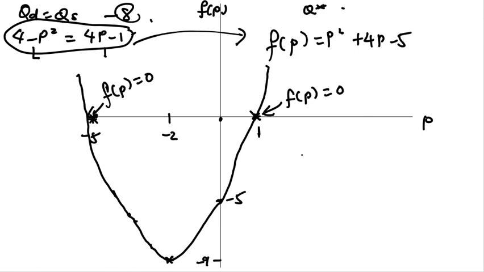So this is for a nonlinear example. Let me repeat again. If you look here, the P values in this case are actually the roots of the quadratic equation FP. This FP is a quadratic equation. The P values that we found here, minus 5, minus 2, and 1, are examples of P values that are the roots of the quadratic equation here.